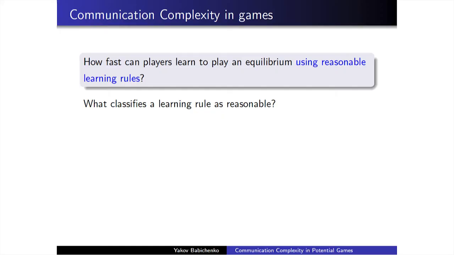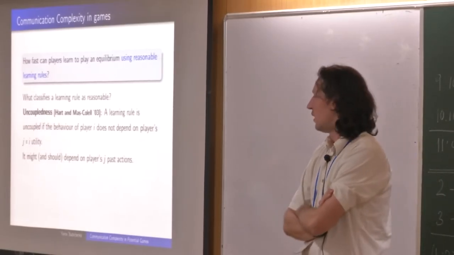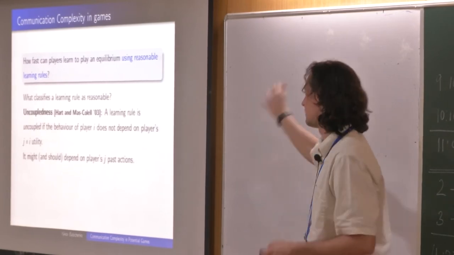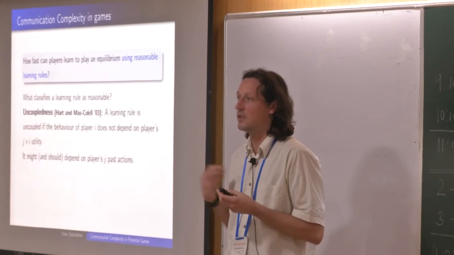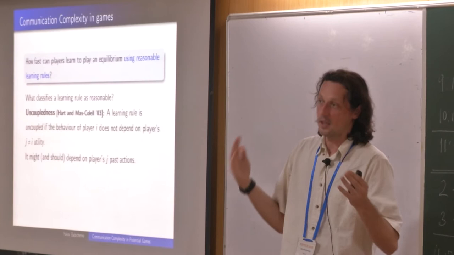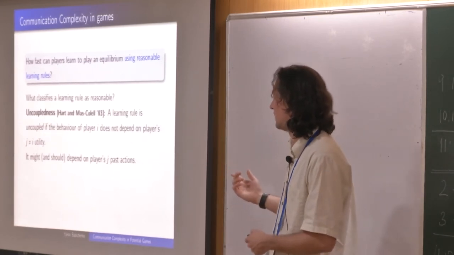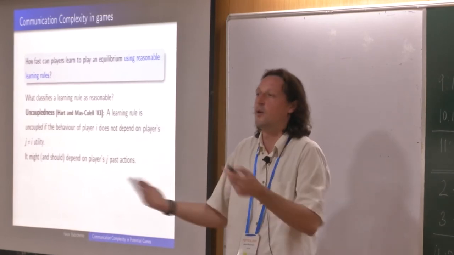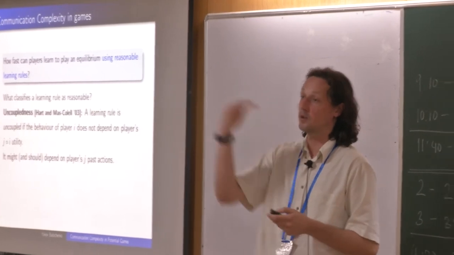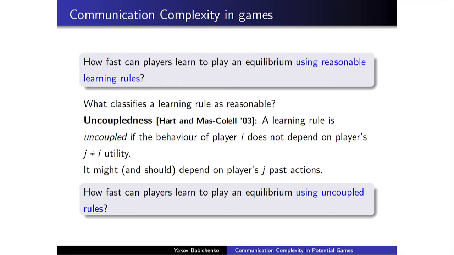One suggestion, made by Hart and Mas-Colell, which includes in fact most of the learning rules suggested before or after this paper, is the following: a learning rule is uncoupled if my behavior does not depend on the utilities of the opponents. Said differently, I don't know the utilities of the opponents, I know only my own utility. Note that it might, and in fact should, depend on the realized actions of my opponents, otherwise I learn nothing. It should depend on the actions of the opponents, but not on their utilities. This is the notion of uncoupledness, and it is a quite acceptable class of learning rules. So now let's rephrase the question: how fast can players learn to play in equilibrium using uncoupled dynamics?